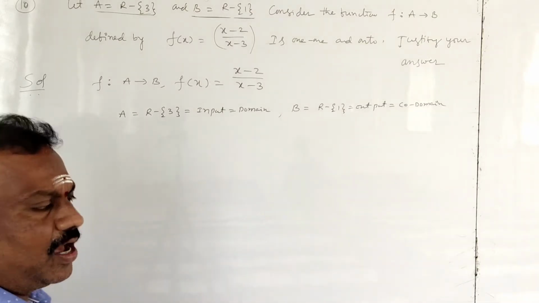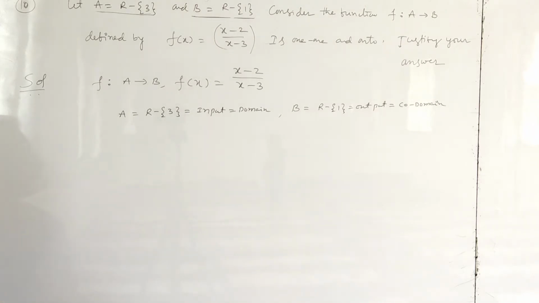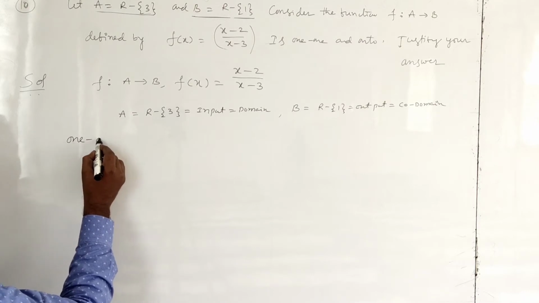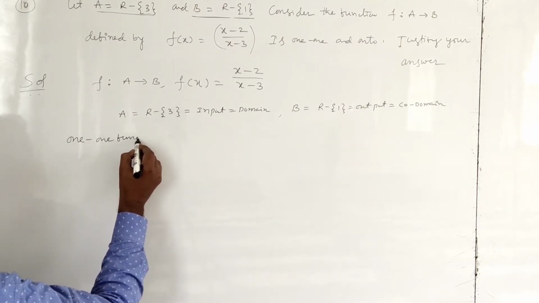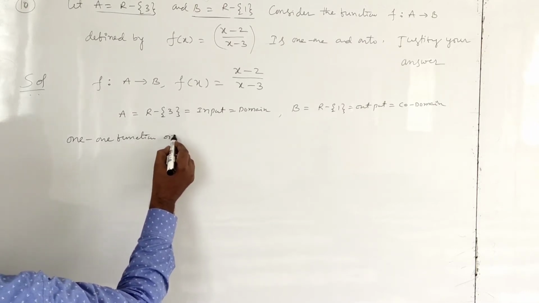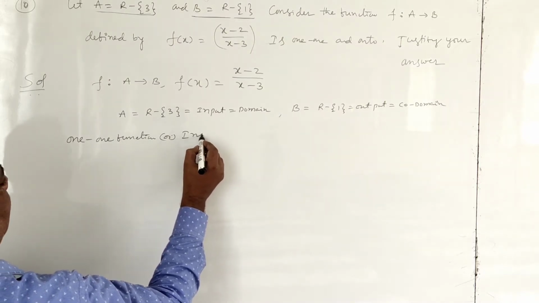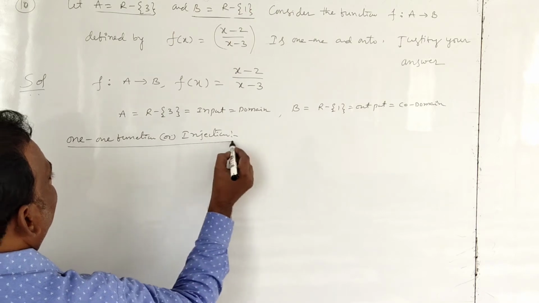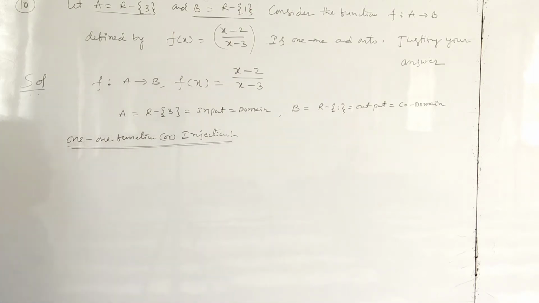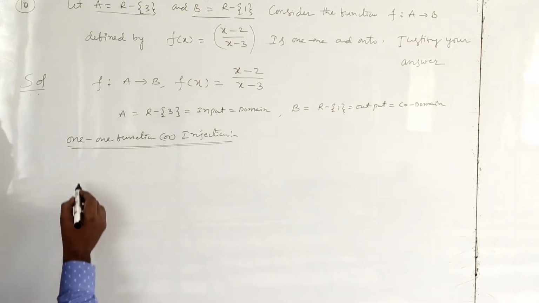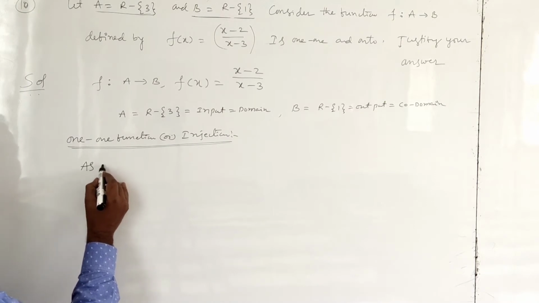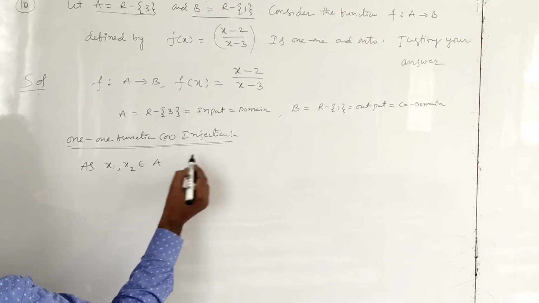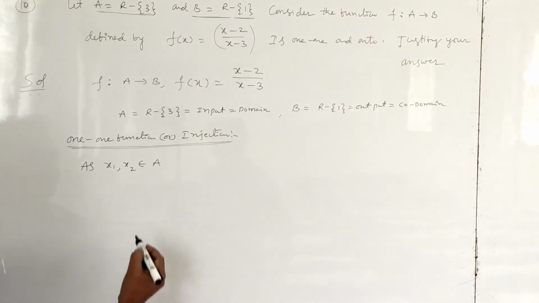Right, students. Now I am checking whether the function is 1-1 or not. So, 1-1 function or injection. This is the checking one. The mathematical definition of a 1-1 function or injection is: if you take x1, x2 as two elements in the domain A. What does domain A mean?